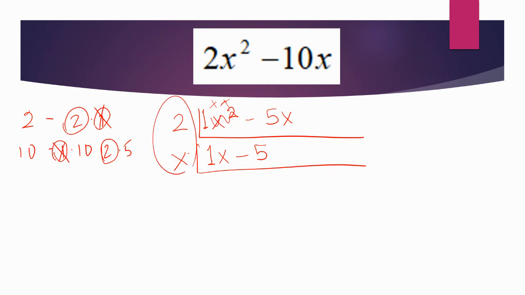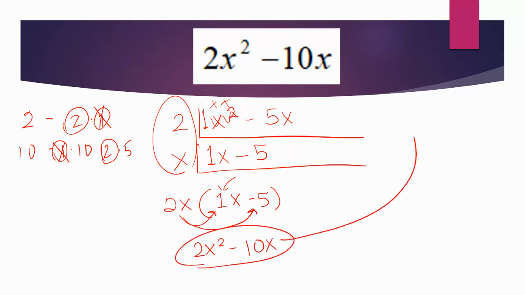These two guys, we just put them together. So 2 times x. And you don't have to put this 1 because ultimately it's imaginary. But hopefully this is our right answer. Let's check it. So 2x times 1x is 2x squared. 2x times a negative 5 is a negative 10x. Is that what we started with? Yep. So that means this is indeed factored out the GCF.